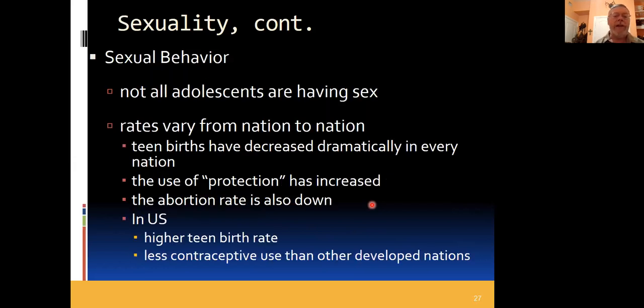So when it comes to the sexual behavior of adolescents, not all adolescents are sexually active. The rates vary from nation to nation. Things connected with that also. We have seen teen births decrease dramatically in every nation. The use of protective measures also has increased. Abortion rates are down as well. In fact, only half of what they were in the 1970s amongst adolescents. So there's been actual improvement in these areas. Now that said, here in the US, we do have a higher teen birth rate and less contraceptive use amongst sexually active adolescents than other developed nations. We do have room for improvement here in the US when it comes to that.